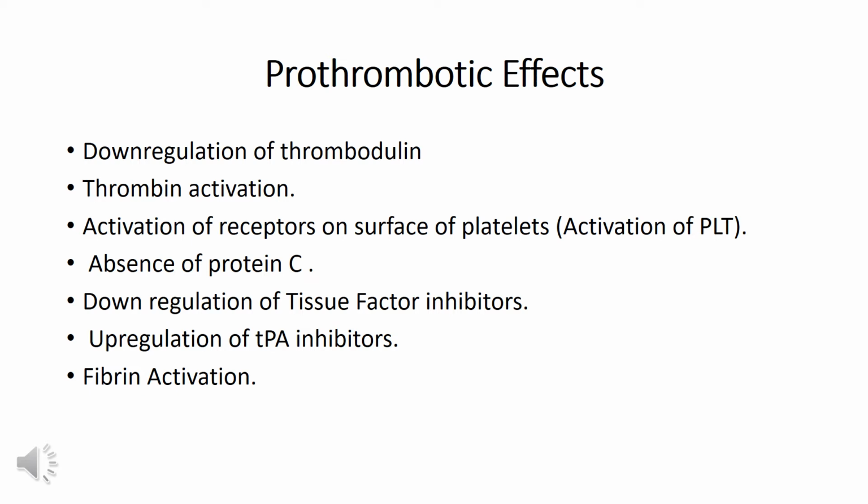Then fibrin can cause a harder, more stable clot in the blood vessel. This is the prothrombotic effect of endothelium. And the last one is fibrin activation. Due to down regulation of tissue plasminogen activator, fibrin gets activated and does not undergo lysis, so fibrin can form a strong meshwork between platelets.